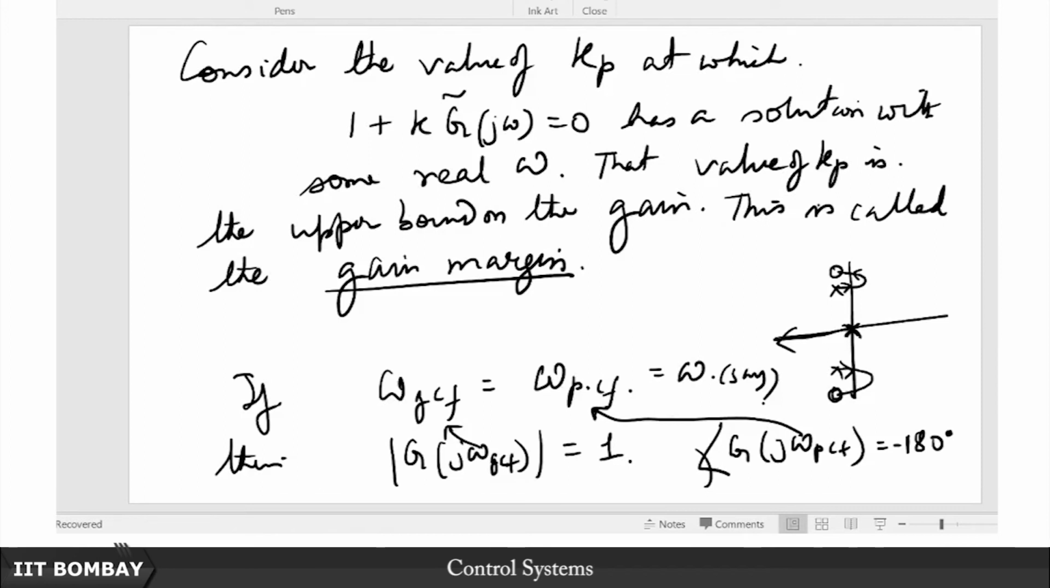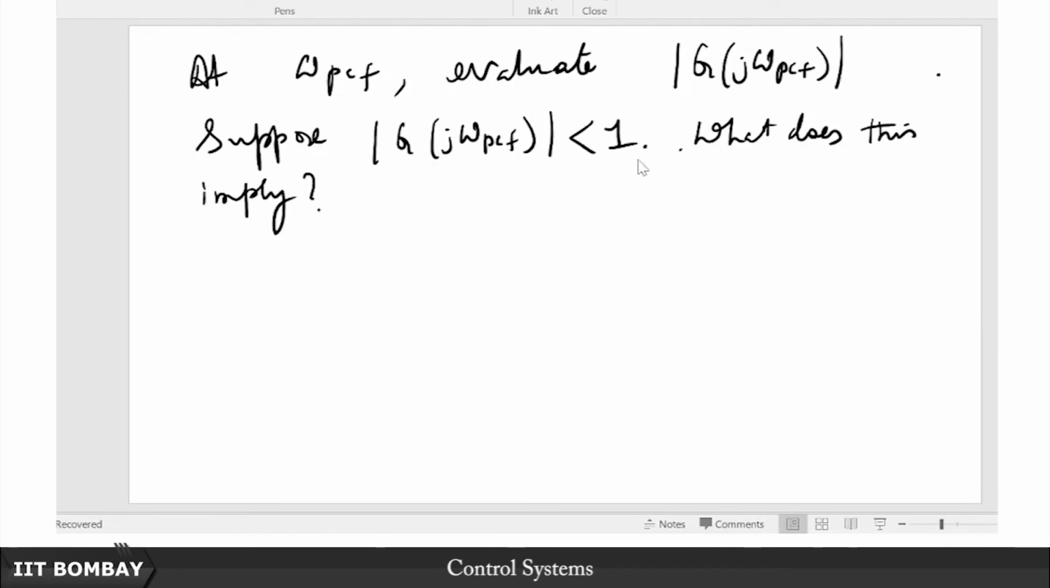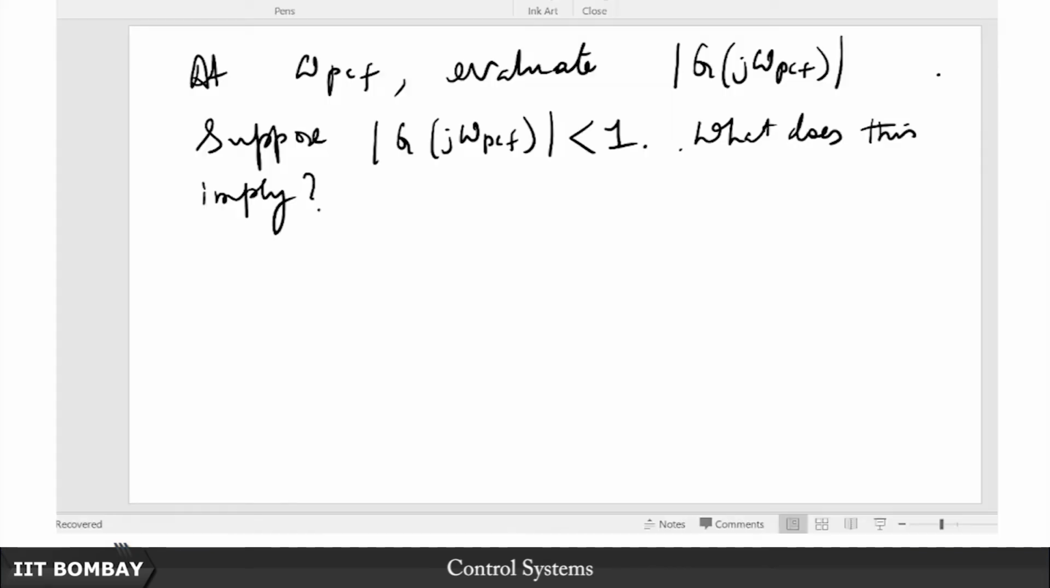So now suppose I keep increasing the value of Kp. The fact that at the phase crossover frequency, ω_PCF, the magnitude is less than unity tells me that I can still keep giving higher and higher gain to my system until it reaches the brink of instability, and therefore I have some positive gain budget. That is exactly my gain margin. So what is the gain margin?